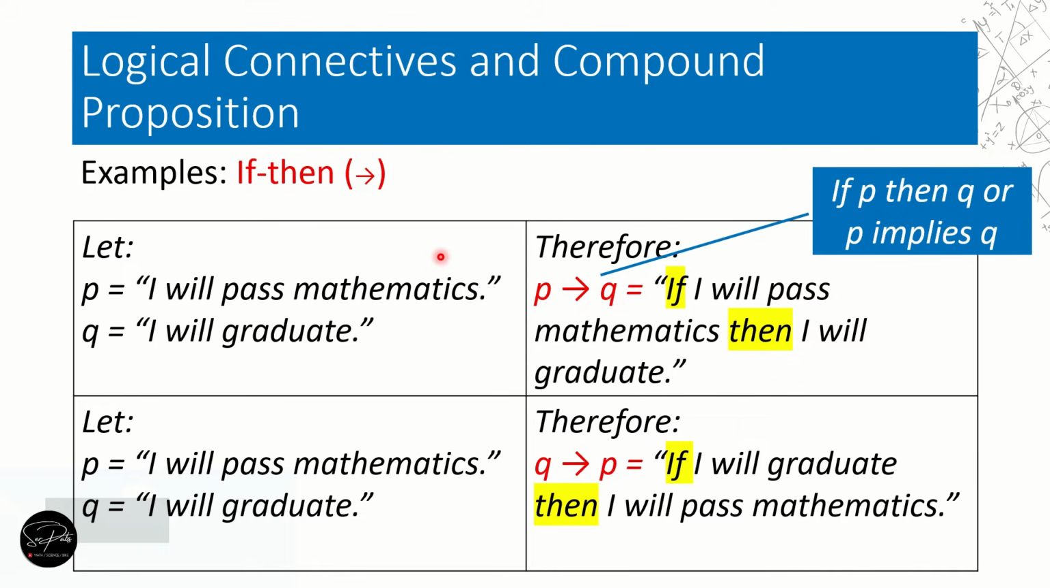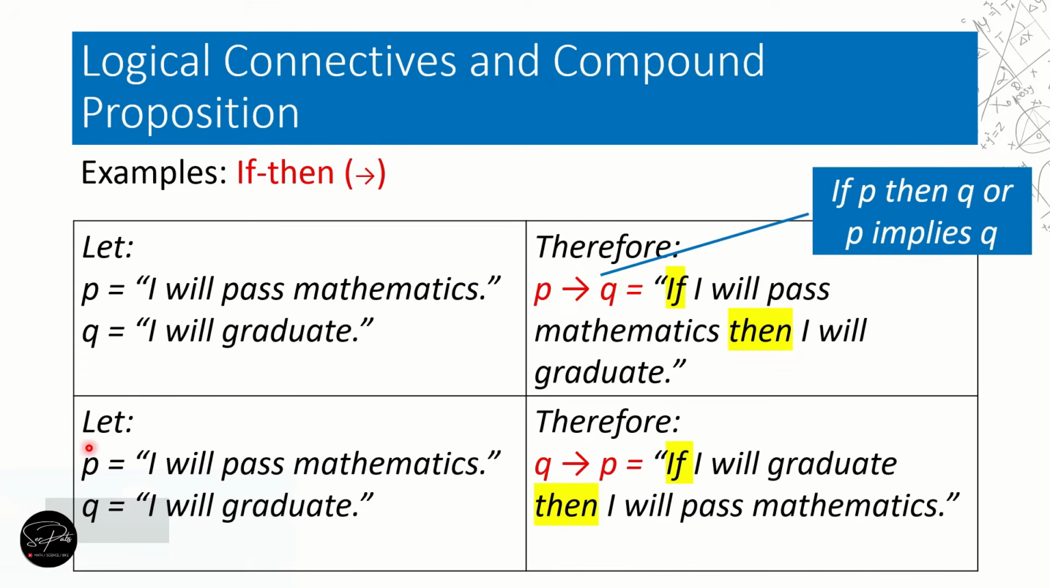For our next type of compound proposition using logical connectives, we have the if-then. This arrow represents if-then. So for example here, we have if P, then Q. We read it as if P, then Q, or P implies Q. That's also possible. The variable P comes first, then our variable Q follows. P is equivalent to I will pass mathematics, and Q is equivalent to I will graduate. So if P then Q is: if I will pass mathematics, then I will graduate.